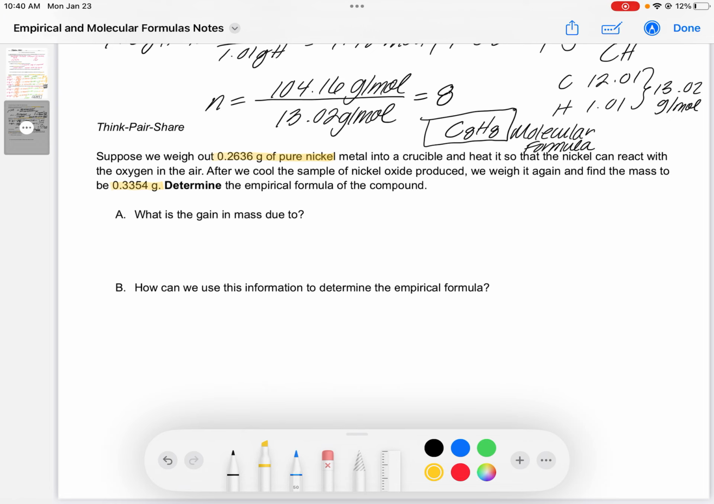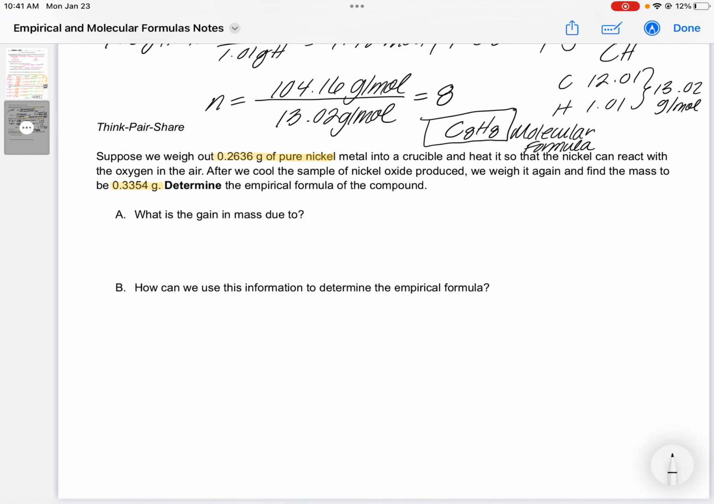First thing I want you to think about is what is the gain in mass due to? We notice that we start off with 0.2636 grams of pure nickel, and after the nickel reacts with oxygen, we have a mass of 0.3354 grams. Think about what is the gain in mass due to. Pause, and I'll tell the answer in a second. When we started, we had pure nickel. The nickel reacted with oxygen, and when we ended, we had nickel oxide. So that gain in mass is due to oxygen. We now don't only have pure nickel, we have oxygen in that sample as well.